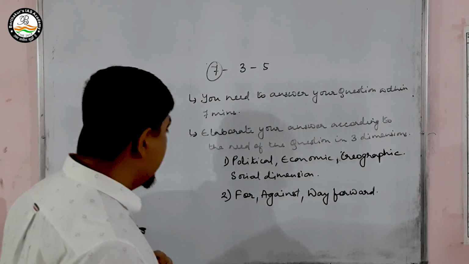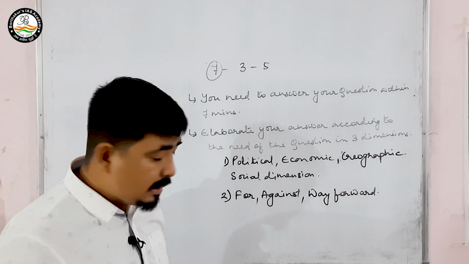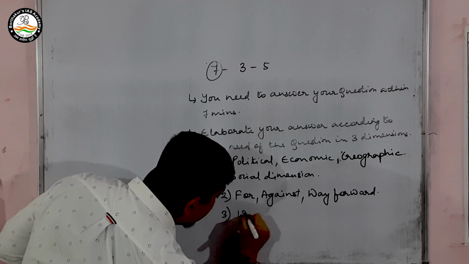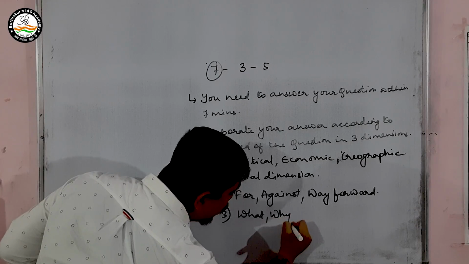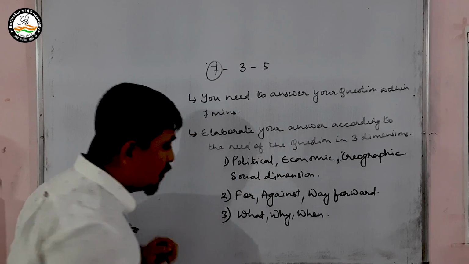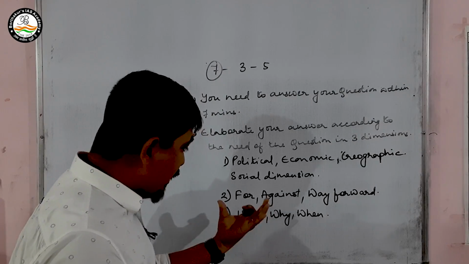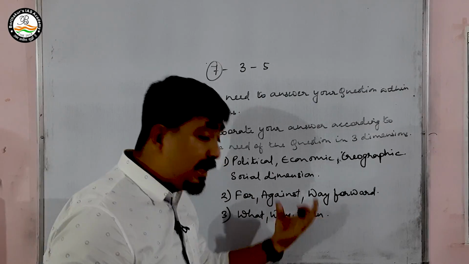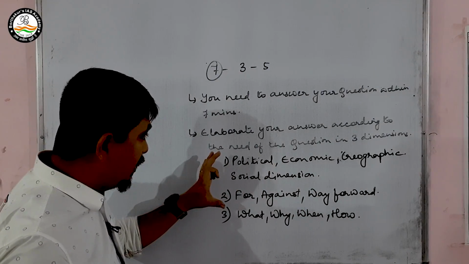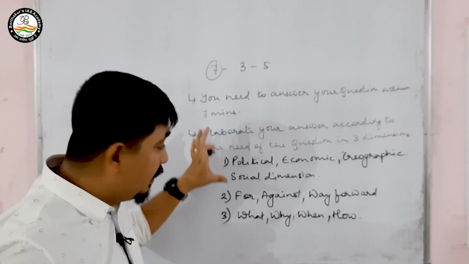Then the third thing that your answer should address is, it should be able to answer what is the issue, why is the issue, like when it took place. So these are the dimensions that need to be addressed. Like what is the issue, why it took place, when it started, how it started. So these are the 3 dimensions. According to the need of the question, your answer should have these 3 dimensions.